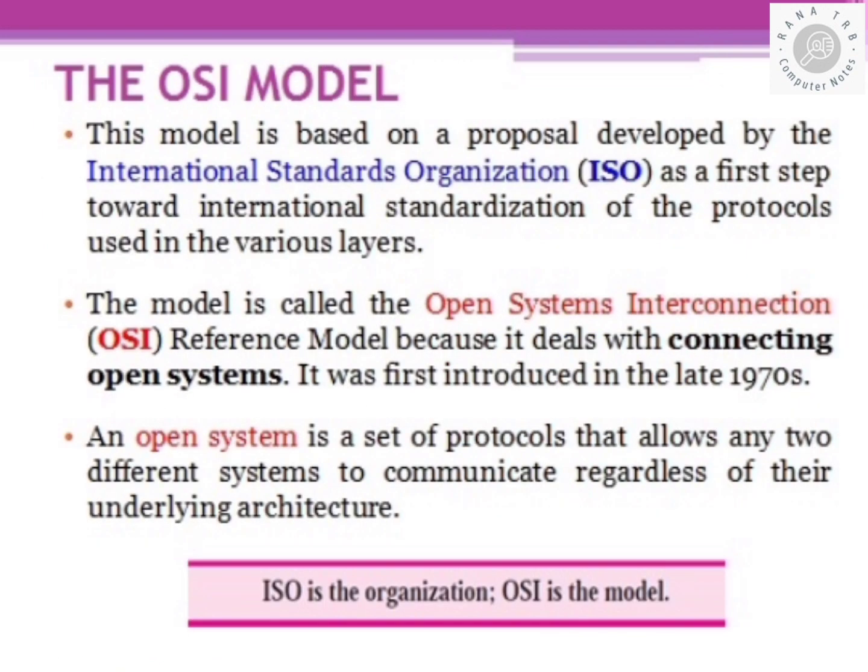Got it? The first one is the OSI model, that is, the Open System Interconnection. It is based upon the protocol developed by the ISO, the International Standards Organization, as a first step towards an international standard for the various layers. The model is called Open System Interconnection because it connects open systems. It was introduced in the 1970s. An open system is a set of protocols that allow any two different systems to communicate regardless of their underlying architecture. Note, ISO is an organization, OSI is a model.